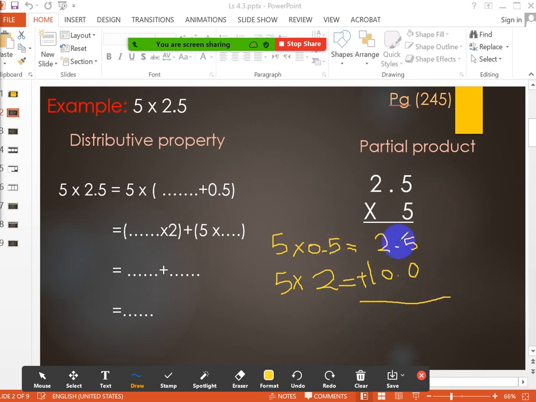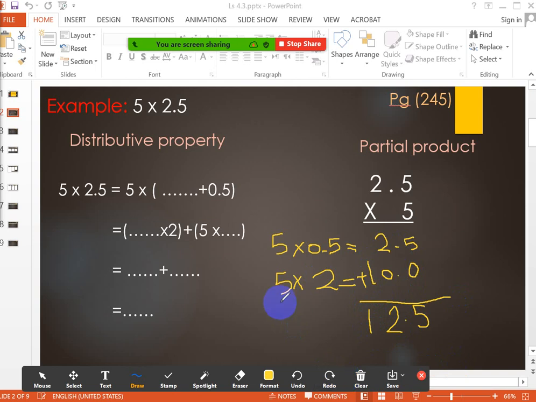Now let's add the numbers. 5 plus 0 equals 5. I will take the decimal point and put it here. 2 plus 0 equals 2, and there is 1. So the answer is 12.510. The same answer by using partial product.